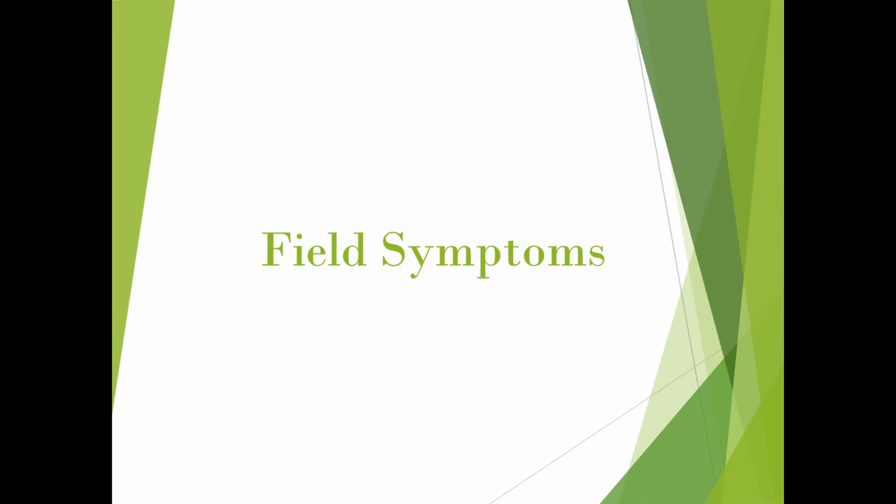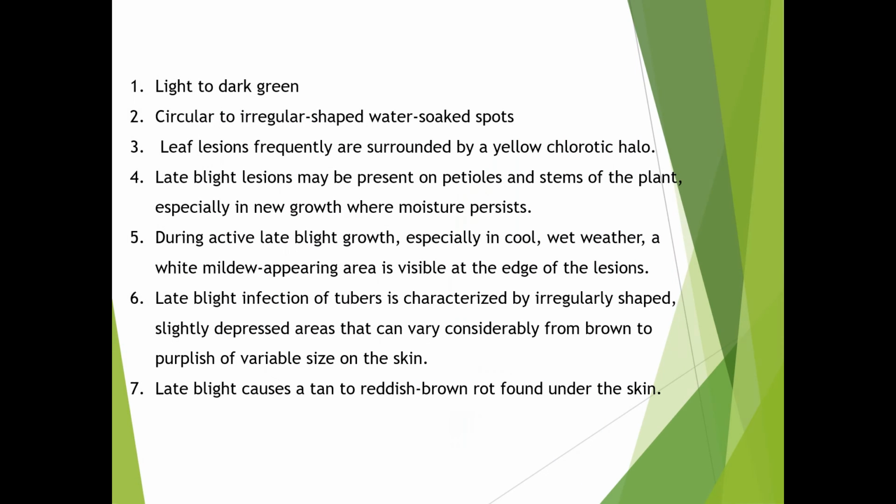Field symptoms. There are seven field symptoms in this slide. The first one is light to dark green, circular to irregular shaped water-soaked spots. The third, leaf lesions are frequently surrounded by a chlorotic halo. Late blight lesions may be present on petioles and stems of the plant, especially in new growth where moisture persists.